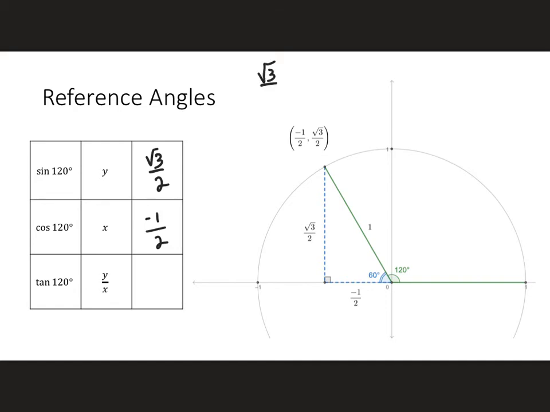Square root of 3 over 2 divided by negative 1 over 2. I'll write that as multiplication. So I'm going to multiply by the reciprocal. Okay, so these two will reduce to 1, and we're left with the square root of 3 over negative 1, which can be written as negative square root of 3.